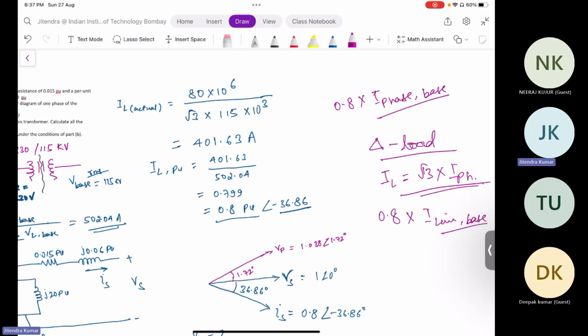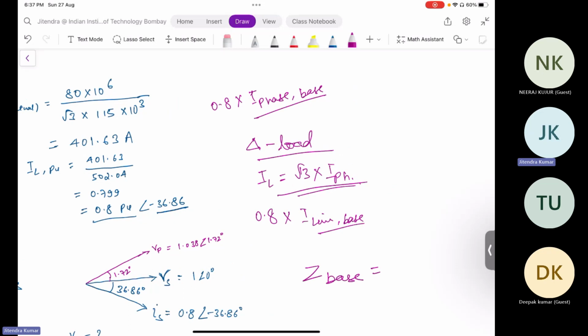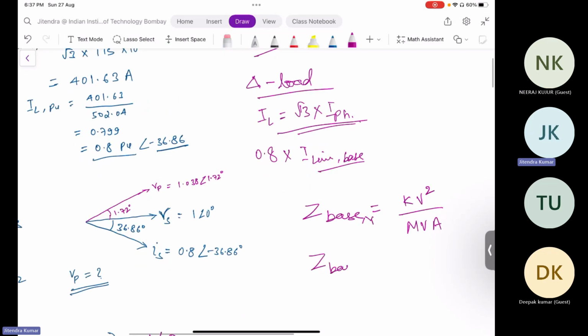Even when you compute impedance Z, you change your Z base. How? For a star, it is kV square by MVA. For delta, what does it become? Do you have any idea? Yes, I don't remember that. 3 kV square by MVA. When you derive this, these base values will change. As per the condition, the base value automatically changes.